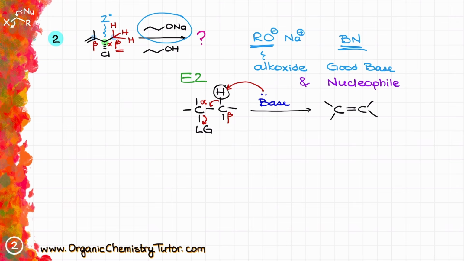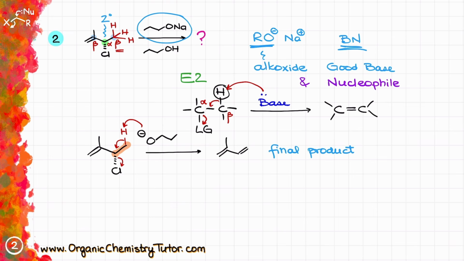So looking back at my example at hand, I will redraw both my starting material and my base. What my base is going to do, it's going to come in, grab this hydrogen, move the electrons around to make the double bond, and the final product is going to end up with the double bond between the place where my chlorine is and the nearby carbon, which means that my final product in this case is going to look just like that.